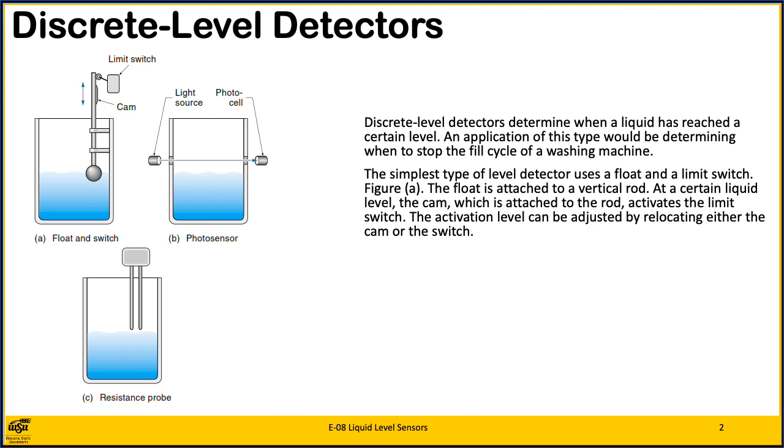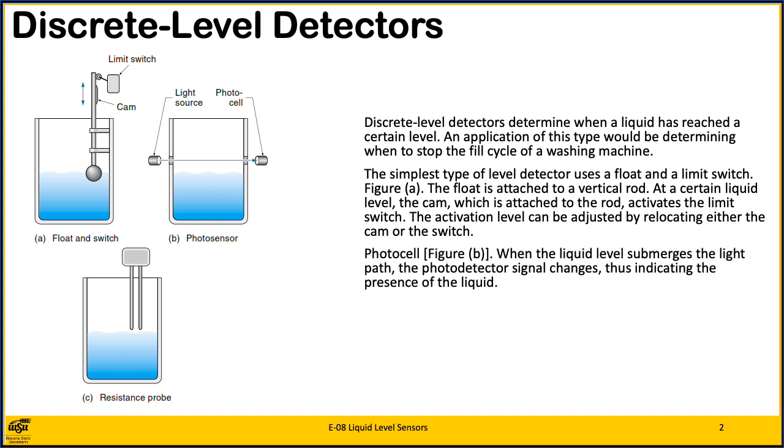One is illustrated in Figure A. In this case, the float is attached to a vertical rod. At a certain liquid level, the cam, which is attached to the rod, activates the limit switch. The activation level can be adjusted by relocating either the cam or the switch.